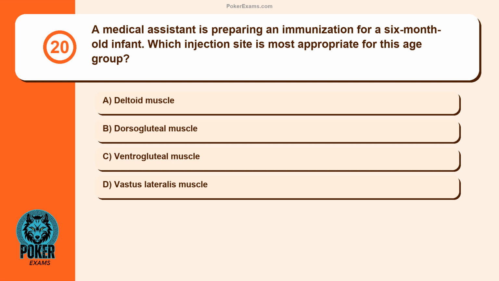Question 20. A medical assistant is preparing an immunization for a 6-month-old infant. Which injection site is most appropriate for this age group? Deltoid muscle, dorsogluteal muscle, ventrogluteal muscle, vastus lateralis muscle.